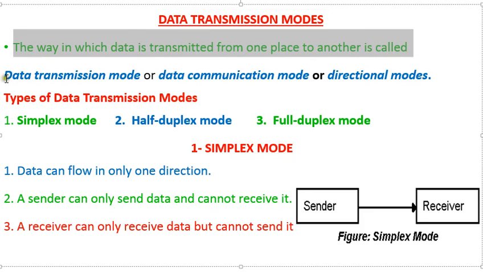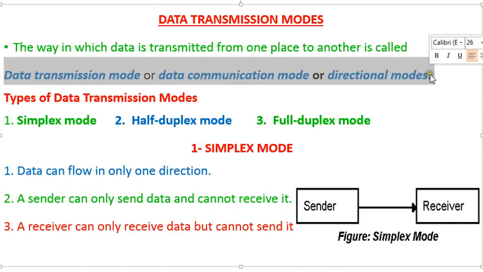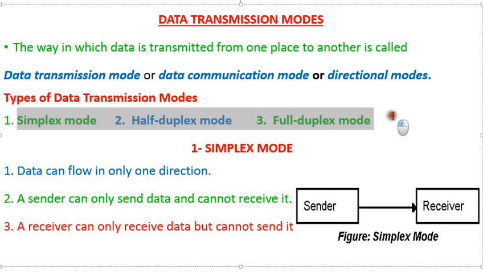With respect to that, the data transmission mode is also known as data communication mode or the directional mode. Therefore, this mode of data transmission is trying to tell us in which directions the data moves. Is it in one direction? Is it in two directions? Is it at the same time? Is it at alternate times? Based on that, we have three modes of data transmission. The first one is called the simplex mode, the second one is called half duplex, and the last one is called full duplex mode of transmission.